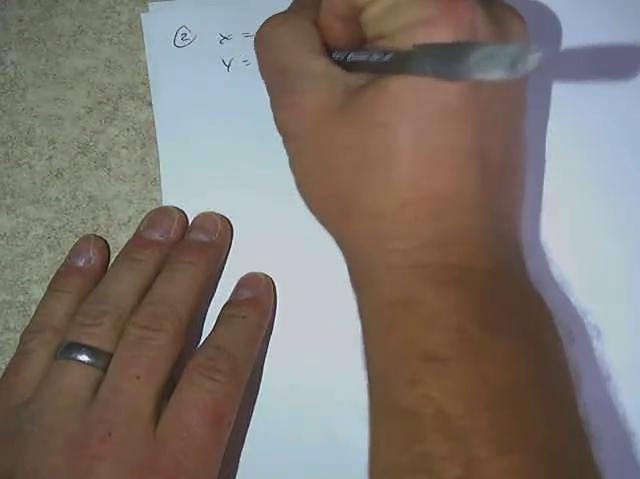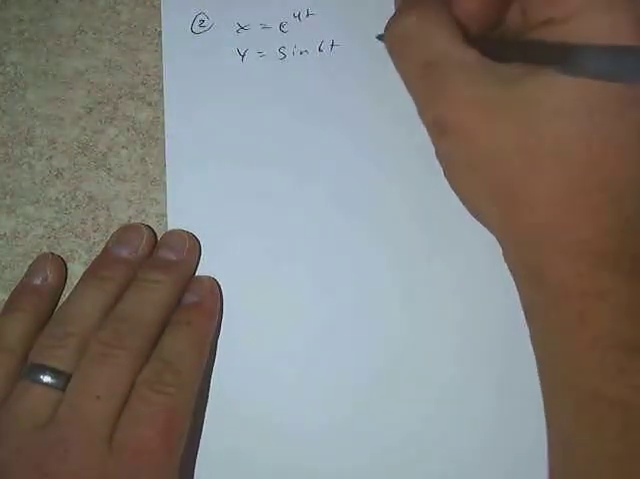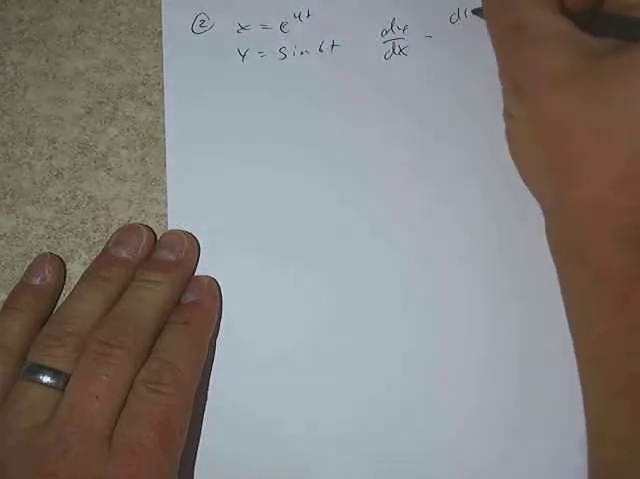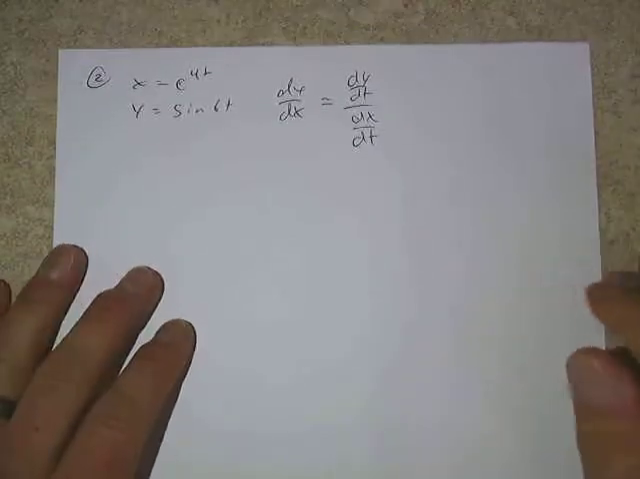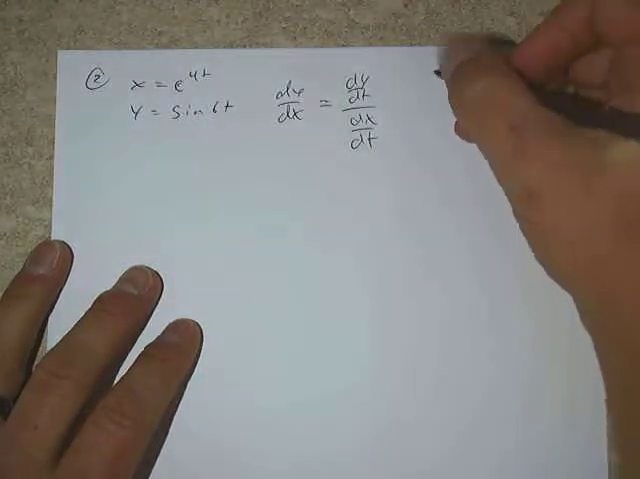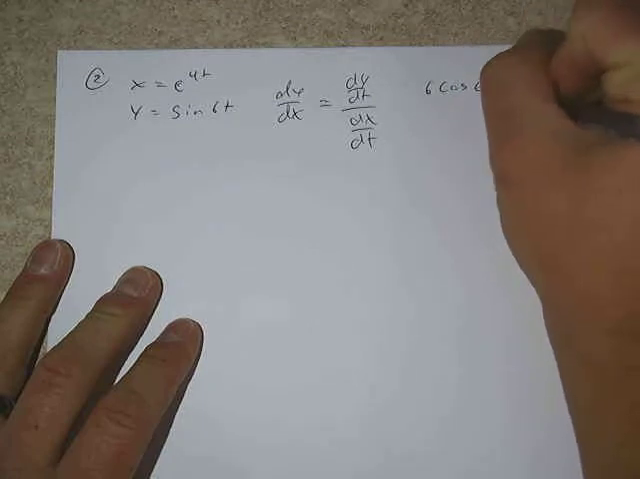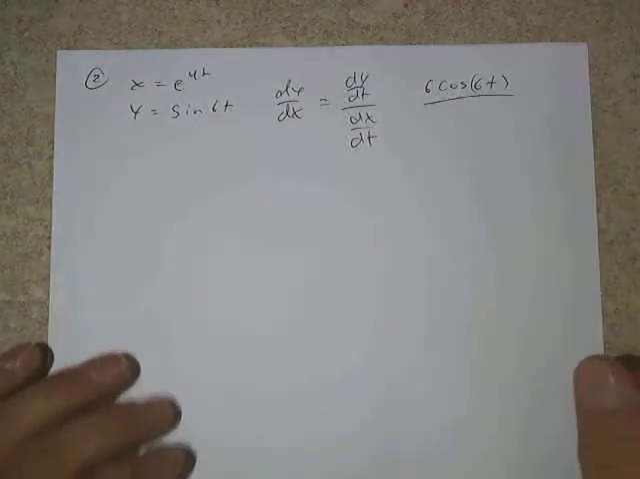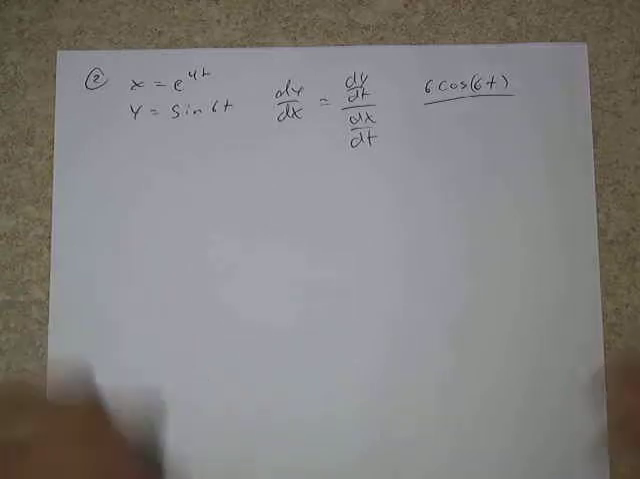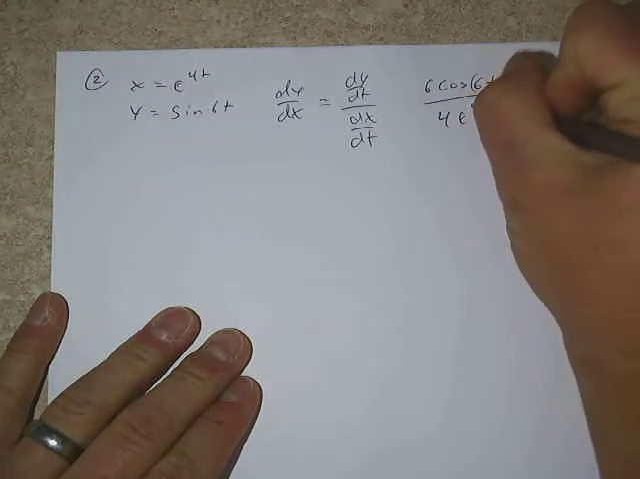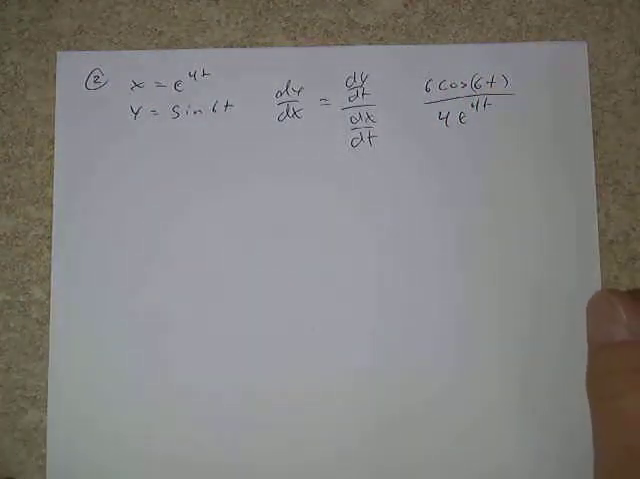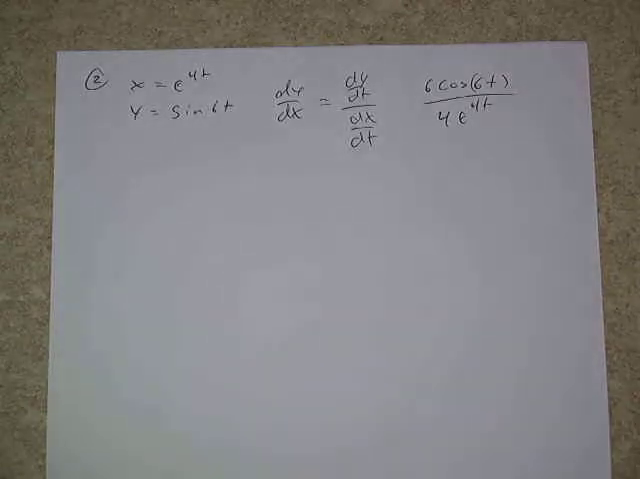2, we get x equals e to the 4t, and y equals sine 6t. And we want to know what is dy dx. So when we have a parametrically defined function, we need to remember that dy dx is going to be equal to dy dt divided by dx dt. So if we know that, then our dy dt here is going to be 6 cosine 6t. Derivative of sine of 6t would be cosine 6t times 6. And then e to the 4t is going to be 4 e to the 4t.